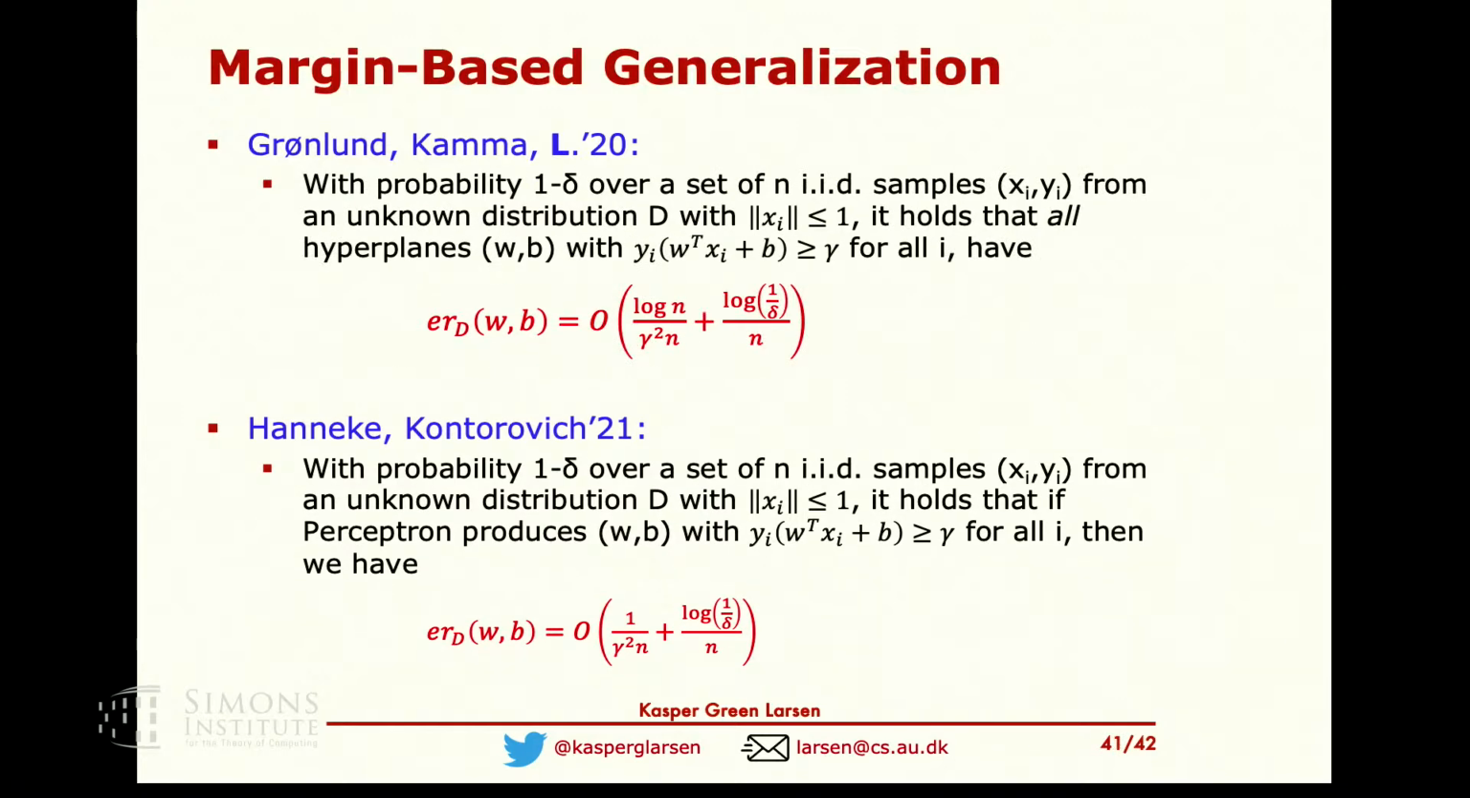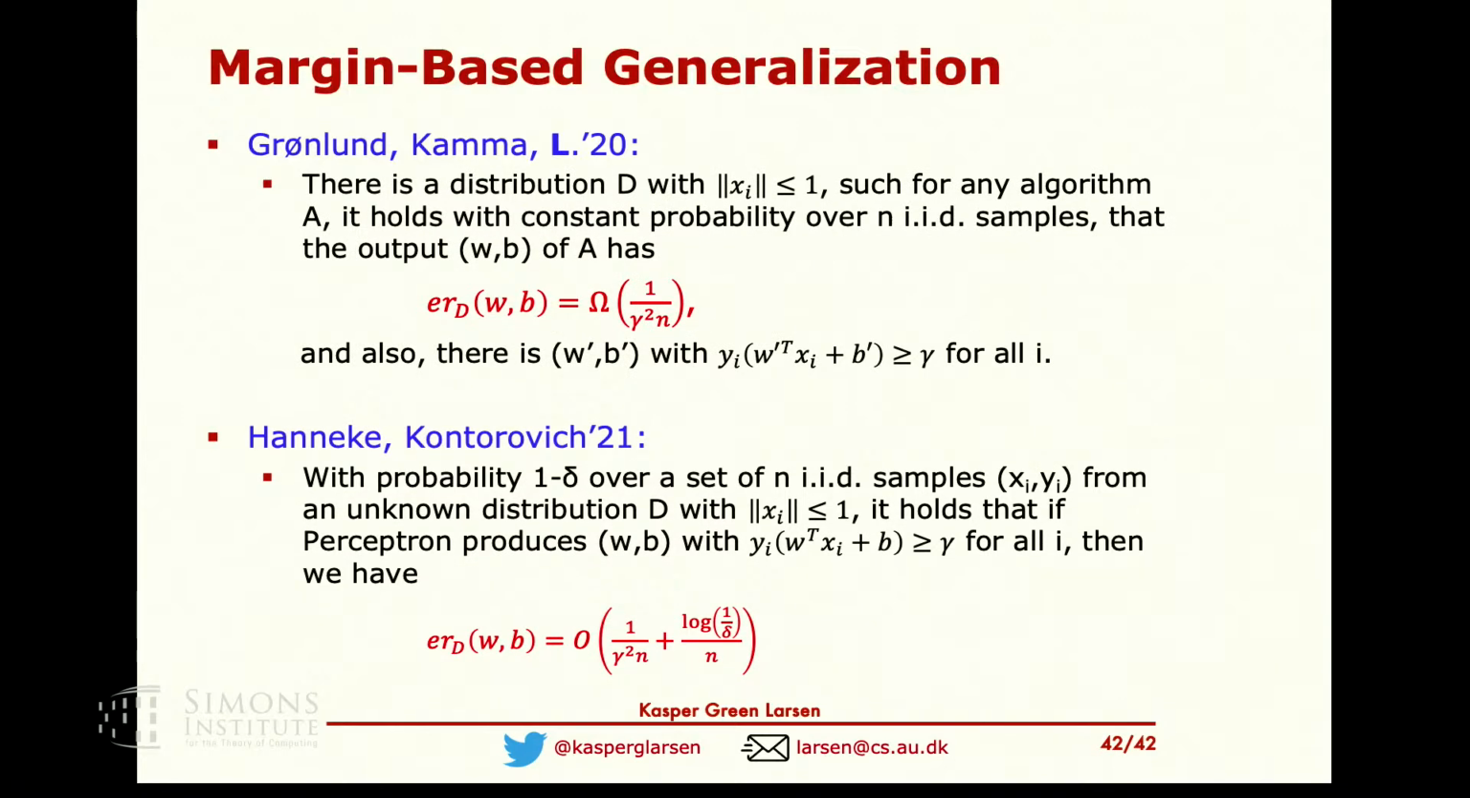Then I guess you could ask, okay, can I prove a lower bound for SVM or perceptron? What if it's a concrete algorithm? And then in this work, we also show, well, no matter what your algorithm is, there's a data distribution where the error of whatever your algorithm produces is at least 1 over gamma squared n. Right? And under this distribution, there's also a good chance that there exists a large margin hyperplane.